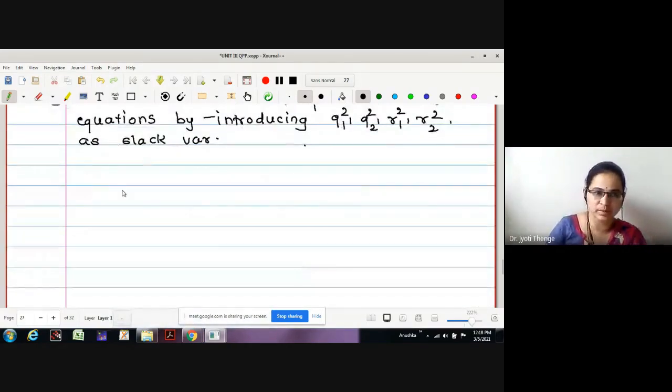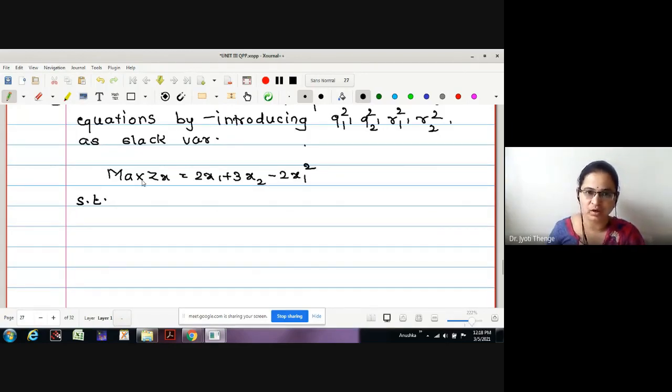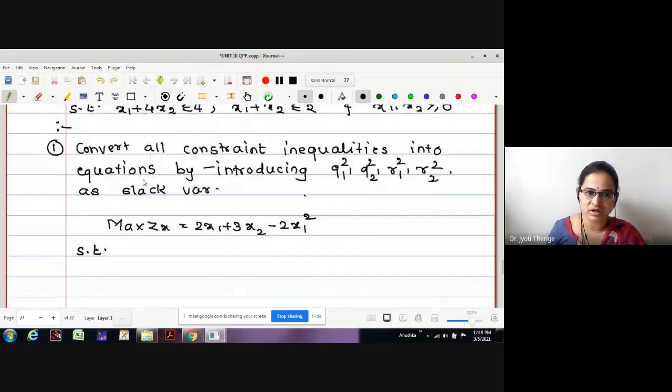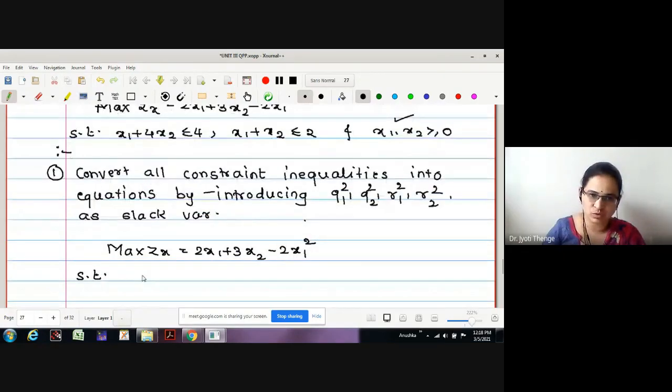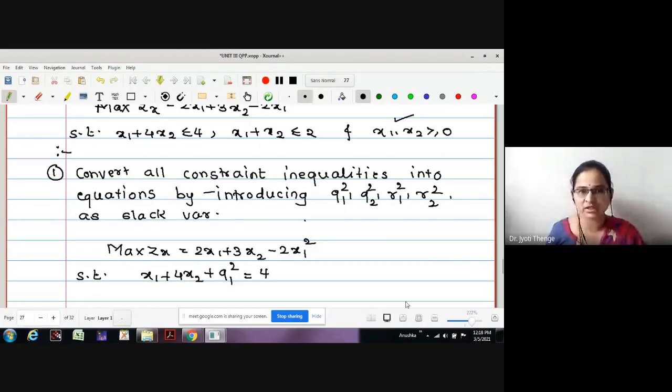Okay, therefore let me rewrite the problem. The problem will be: maximize Z(x) equal to 2x1 plus 3x2 minus 2x1 square, subject to the constraints. What is my first constraint? x1 plus 4x2 plus q1 square, and actually in the problem we want equal to 0. Therefore you can write minus 4 equal to 0 here itself.